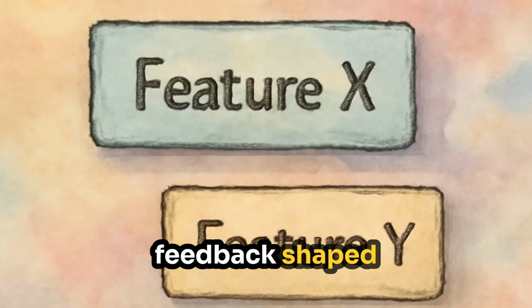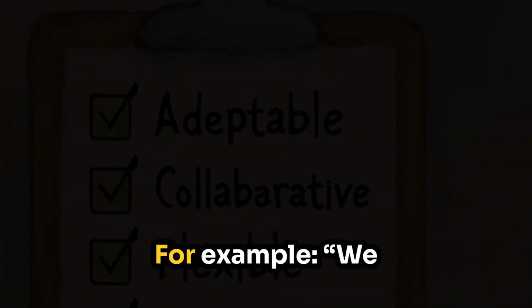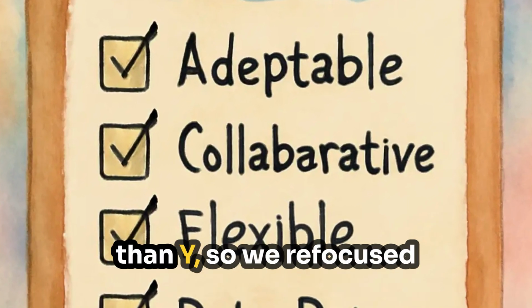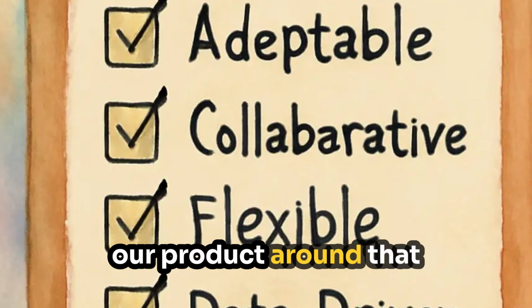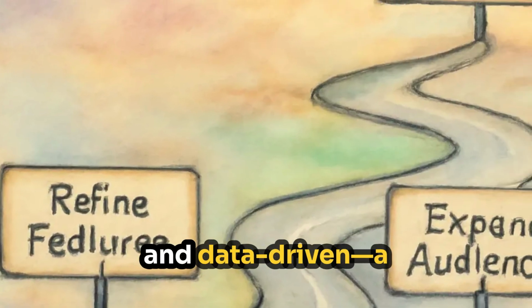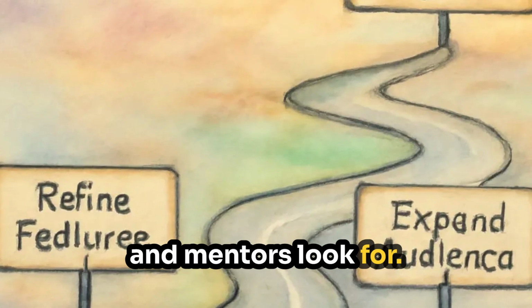Demonstrate how feedback shaped your decisions. For example, we realized users were more interested in feature X than Y, so we refocused our product around that insight. This shows that you're adaptable and data-driven, a key quality investors and mentors look for.